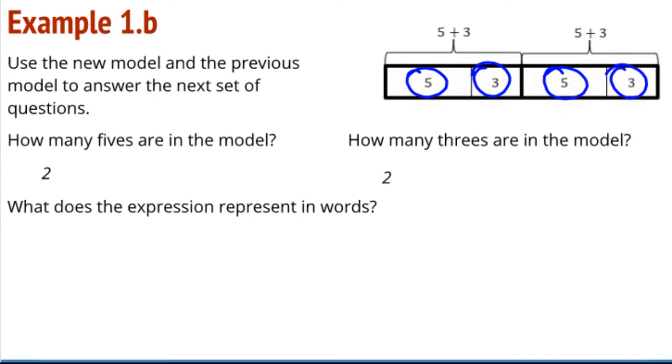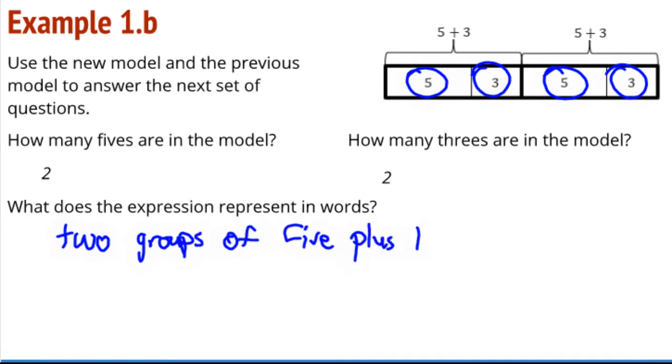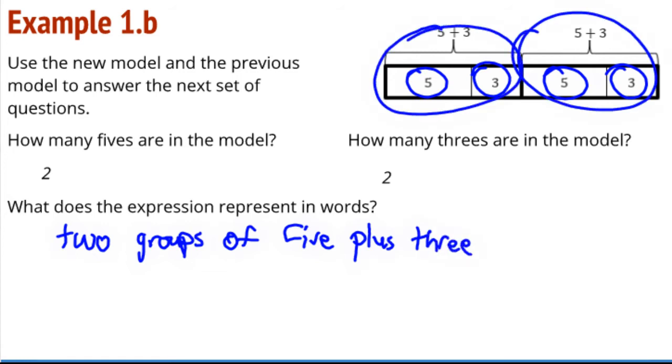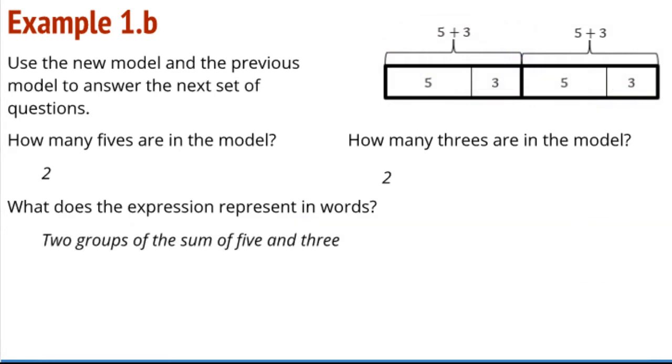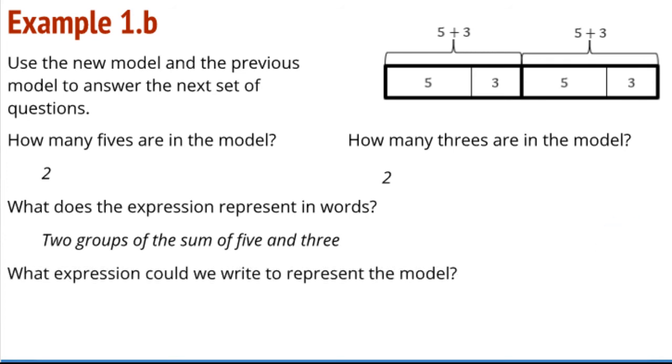And if I were going to write the expression in words, well, I've got 2 groups of 5 plus 3. Here's a group of 5 plus 3, and here's a group of 5 plus 3. So 2 groups of the sum of 5 and 3. And so what expression could we write to represent this model? Pause and think about that for a second.